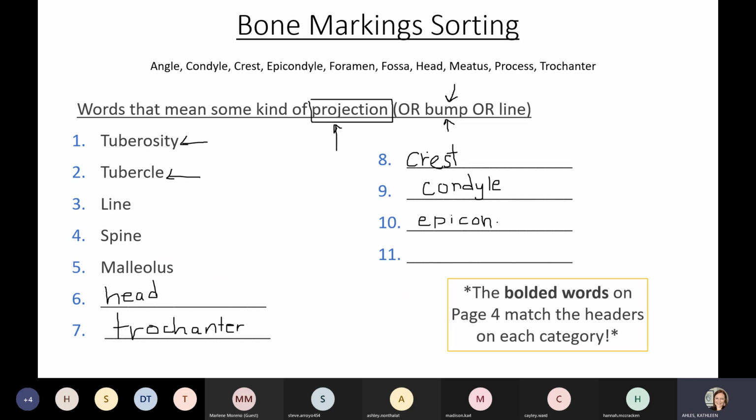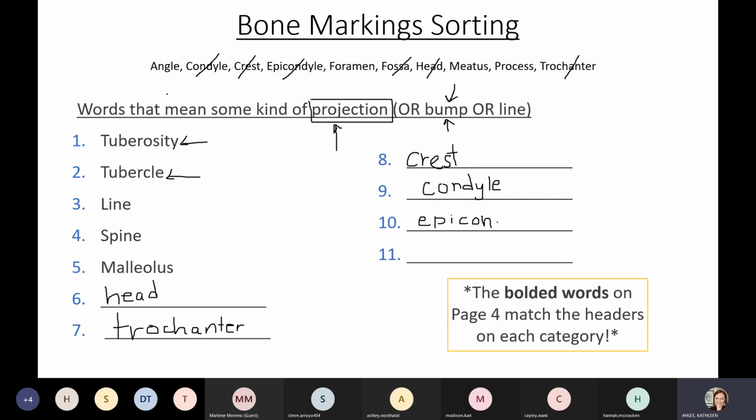So what do we have left to do to help us finish up this lab packet? We need to label the specific bone markings of the skull that are listed on there so that we can sort out the words we have left. We have already sorted the word condyle. We've already talked about crests and epicondyles. We talked about a fossa, the head, the trochanter. We have 4 words left that we need to sort onto our lists.